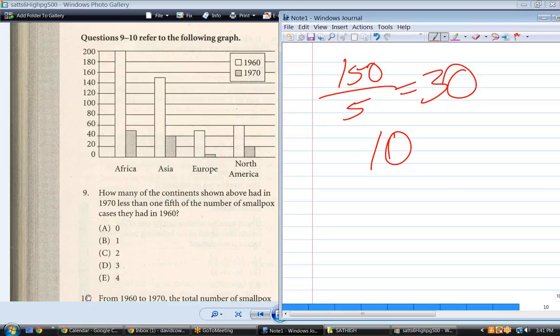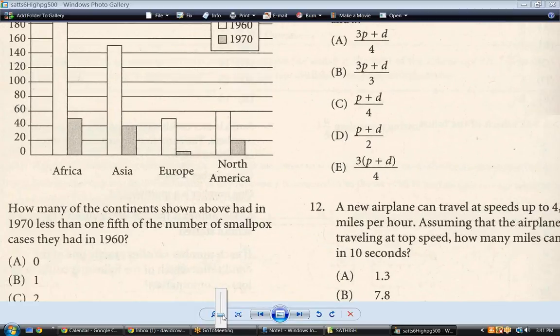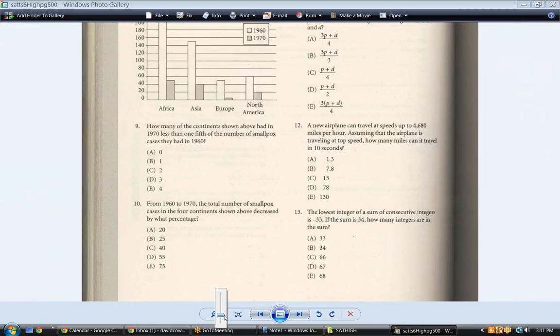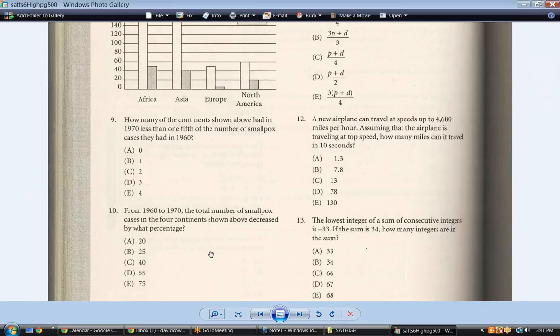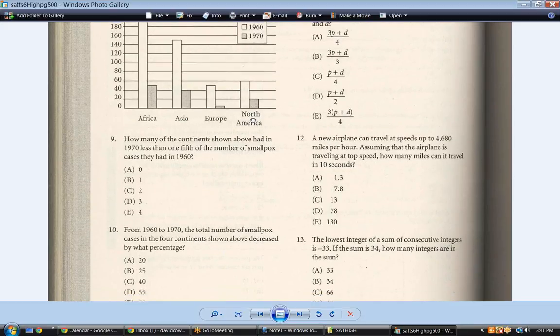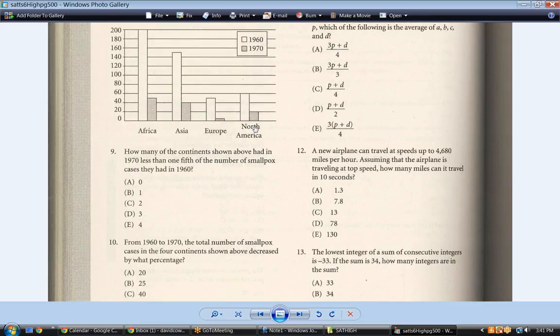And let's see, this is going to be hard to even see the question, but okay. From 60 to 70, the total number of smallpox cases in the 4 continents shown above decreased by what percentage? The total number of... Yeah, I guess. I don't know how else to do it. We don't need to actually do it. In other words, you add up the whites, you add up the grays, figure out the difference, take that difference, divide by the whites. Right?